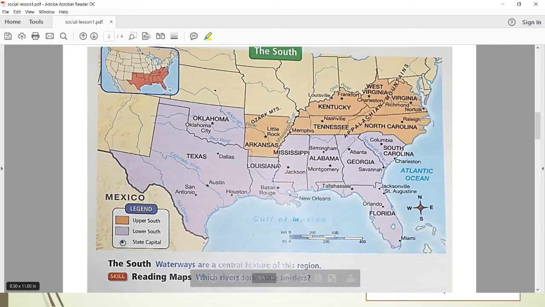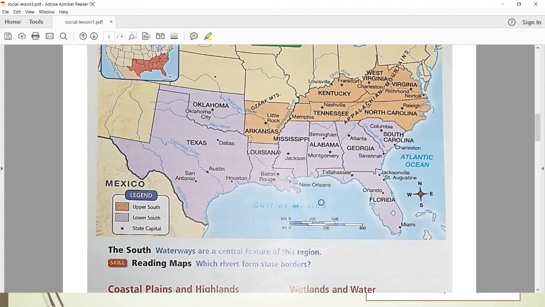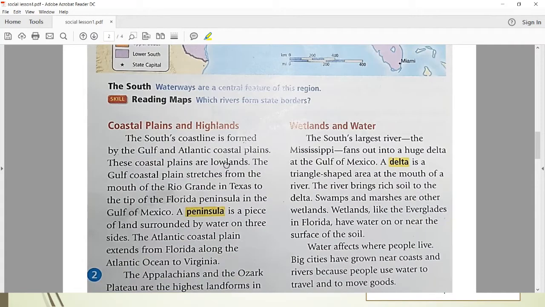And as you can see, the star here represents the state capital. So like in Georgia, the state capital is Atlanta. In Florida, the state capital is Orlando. And also Miami. So let's continue reading.